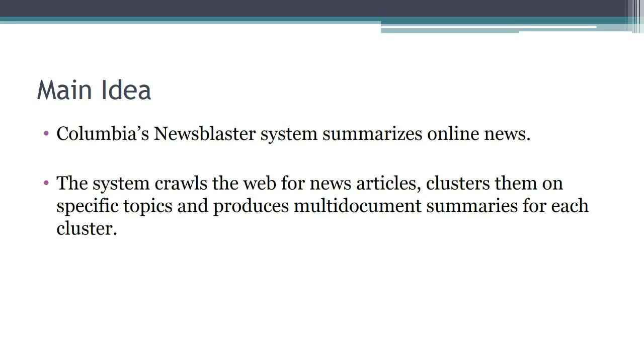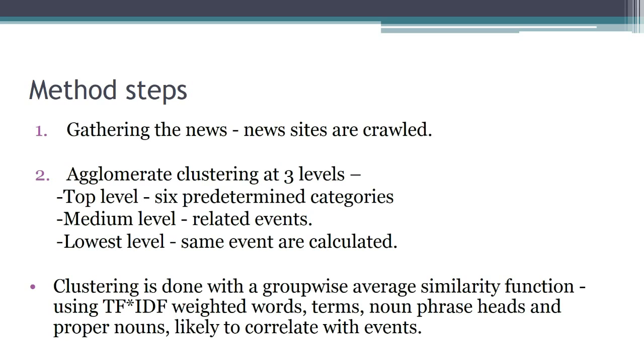So again, it's an online news summary. What the system does is it crawls the web for news articles, clusters them on specific topics, and then produces a summary for each cluster. So how do they do this? First, they crawl news sites, they gather the news, and then they cluster it in three levels.